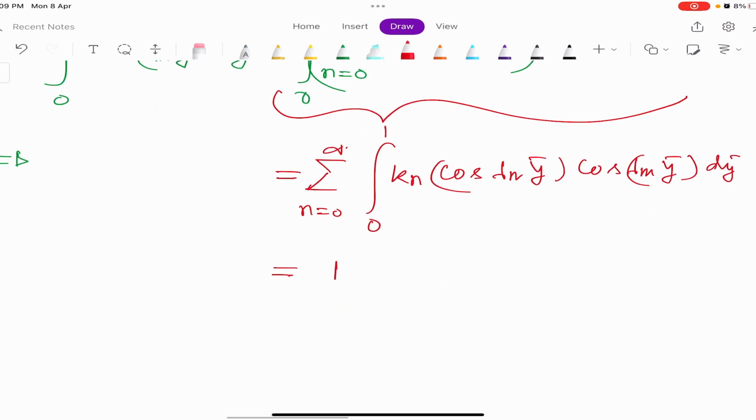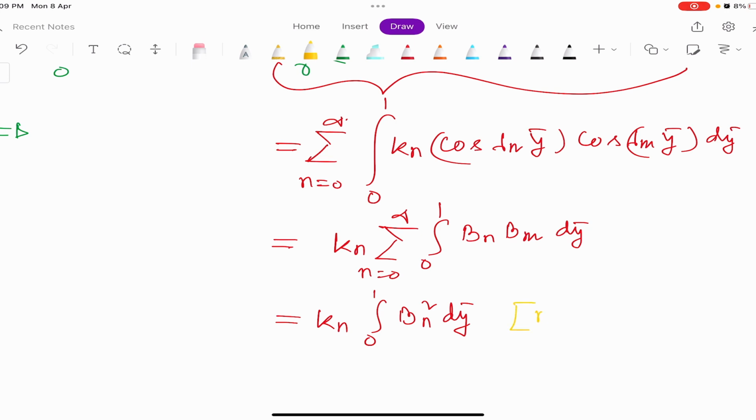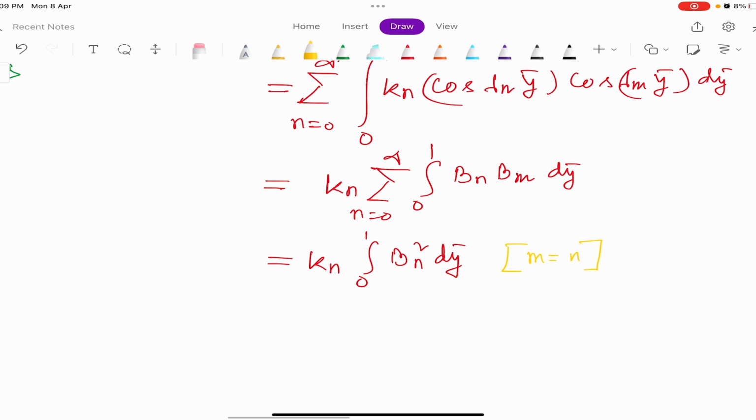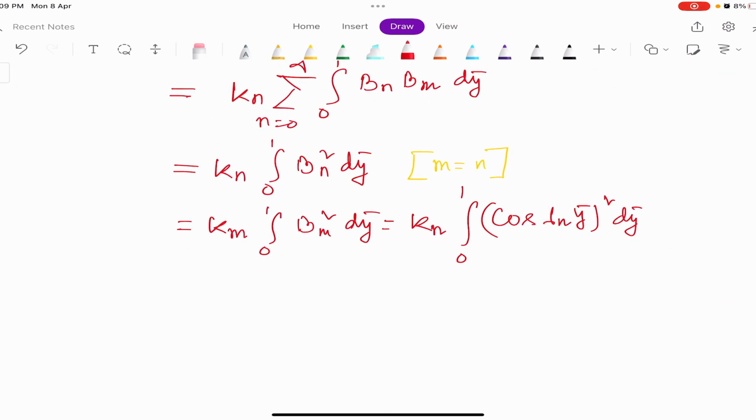Now this integral, you see kn I can take it out. So this integral, if I finally write it like this, bn bm dy, because bn is cos lambda n y bar. This is having a non-zero value only if m equals n, otherwise this will be 0. So I can write m equal to n, and this is equal to km times the integral from 0 to 1 of bm square dy, and that is equal to km times the integral of cos of lambda m y bar whole square dy. And we have the formula for cos square, and maybe this is half.